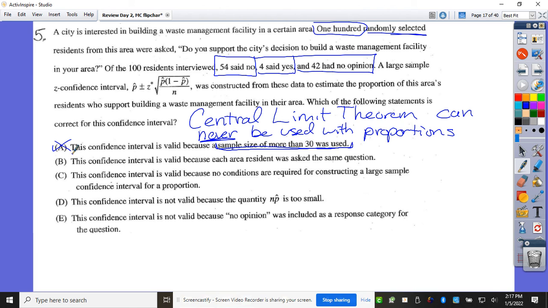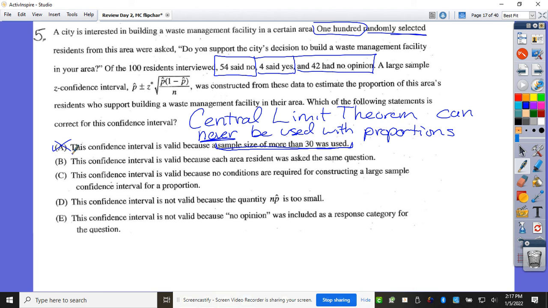Part B says the confidence interval is valid because each area resident was asked the same question. Well, is it true that each area resident was asked the same question? No. Only 100 residents were interviewed. But were they asked the same question? Yes. Does that make the entire thing valid just because I asked them all the same question? No. So I'm not going to mark that one out yet, but that's probably not what makes it valid.